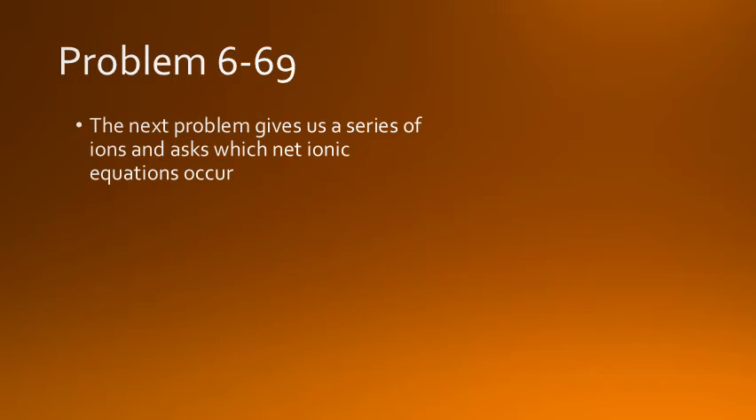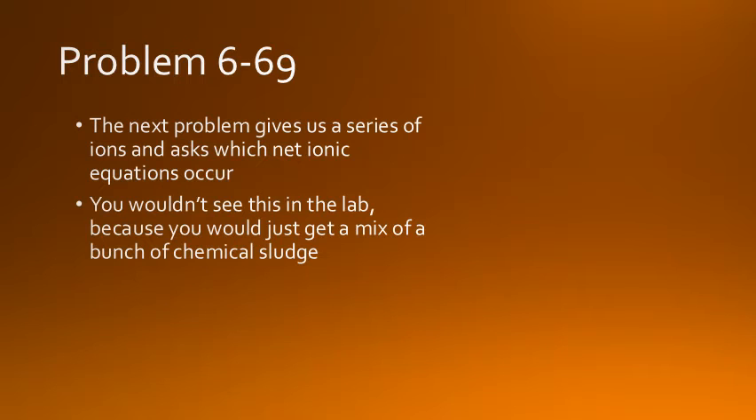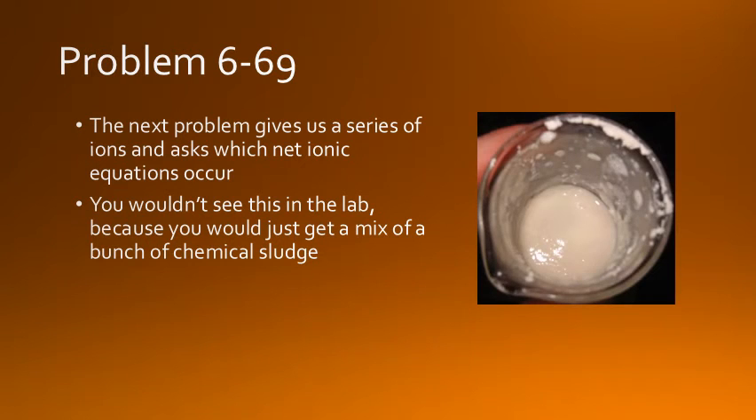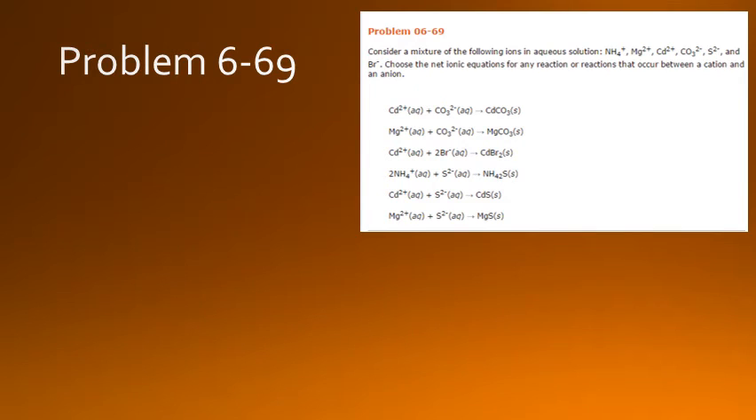Now let's do the next problem, 6-69. It gives us a series of ions and asks which net ionic equations occur. We couldn't do this in a lab because if we mixed a whole bunch of solutions together and made a series of different solids, we would just see a beaker full of chemical sludge. So let's look at that question. So our ions that we have: ammonium, magnesium, cadmium, carbonate, sulfide, and bromide. So we need to choose the net ionic equations for any reactions that occur.